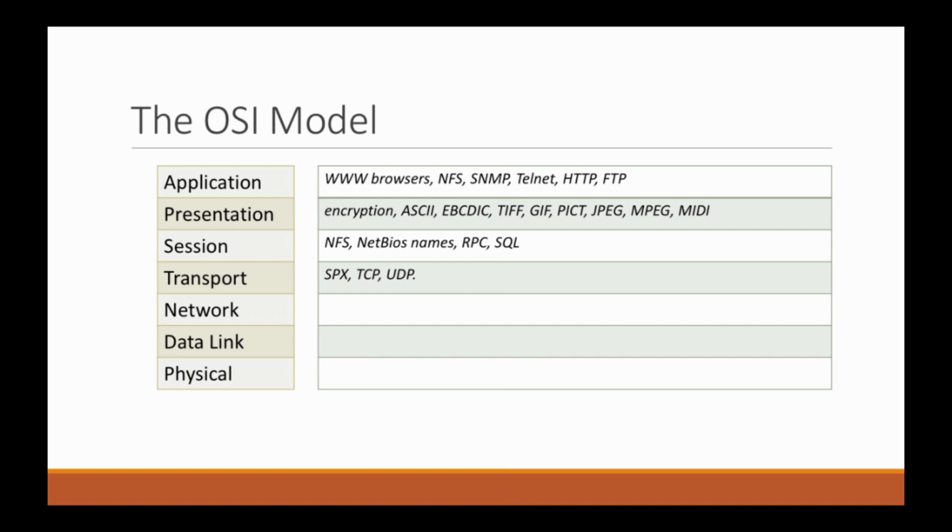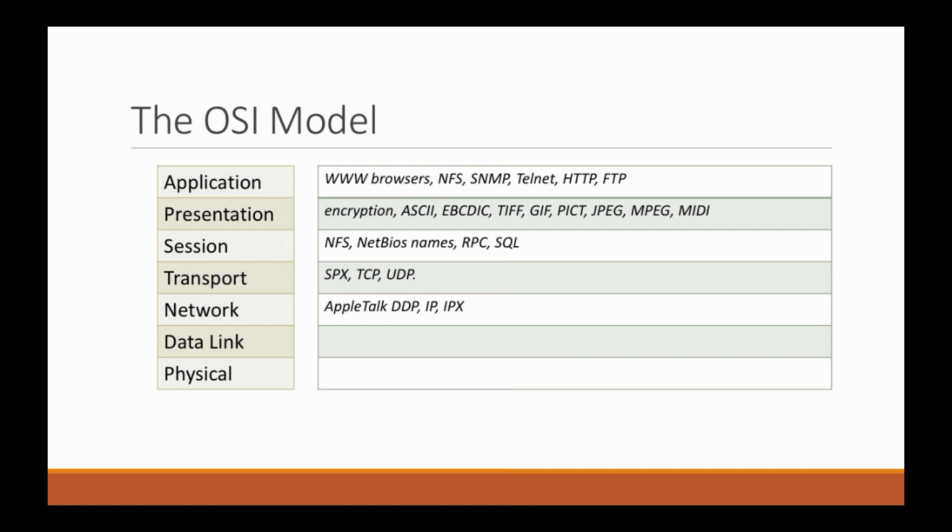Layer 3, the network layer. It provides switching and routing technologies, creating logical paths known as virtual circuits for transmitting data from node to node. Routing and forwarding are functions of this layer, as well as addressing, internetworking, error handling, congestion control, and packet sequencing. And in there, things operate such as AppleTalk, DDP, IP, and IPX.